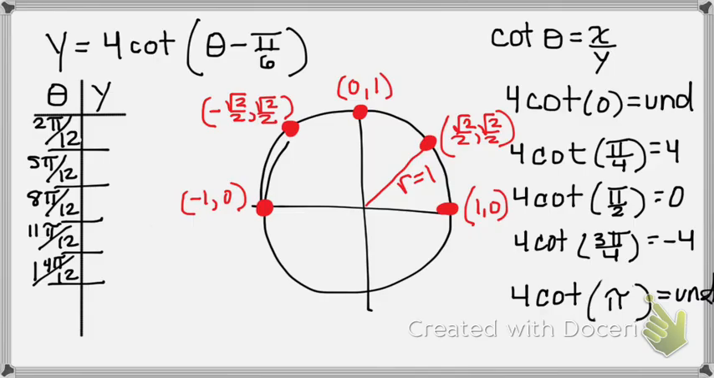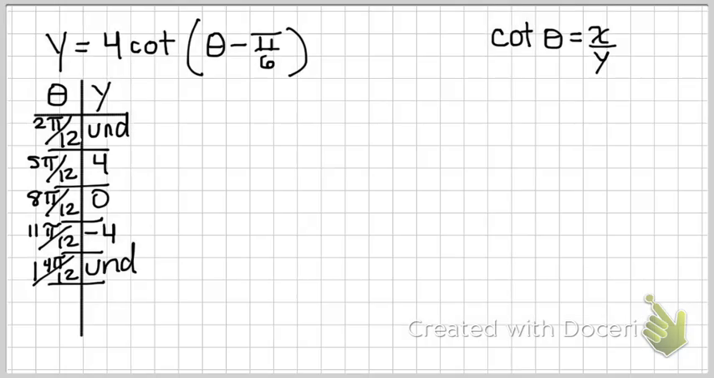Okay, so let's put those values in the table here. Undefined, 4, 0, negative 4, undefined. And then we'll look at graphing this. Whenever you're graphing, it's best to work with graph paper, and give myself an XY axis here.